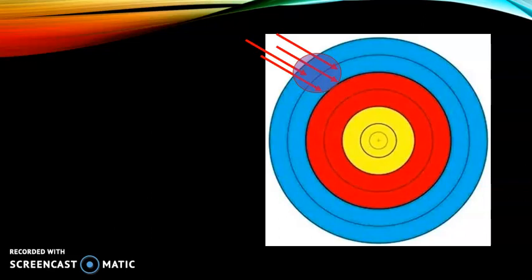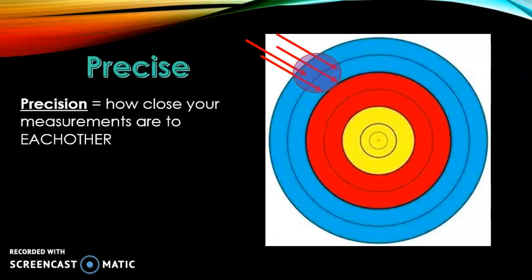That consistency we know in science class as precision. You would say that these measurements or these arrows are precise. Precision is a way of expressing how close your measurements are to one another. Let's take a look at another example.